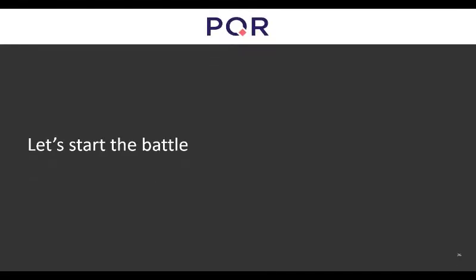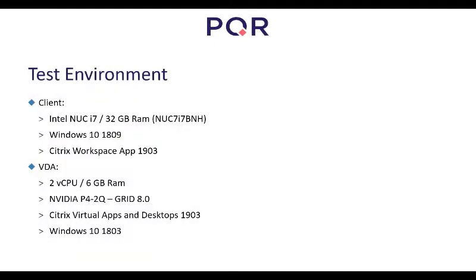So let's start the battle. Just before I start, I created a small test environment with a simple client, an Intel NUC with an i7 and 32 GB of RAM. I also use it sometimes for hypervisor, so that's why the high RAM amount. It ran Windows 10 1809 build with Citrix Workspace app 1903, which was latest at the moment.